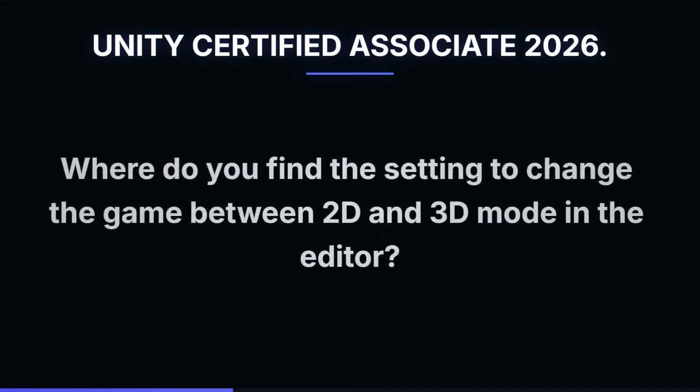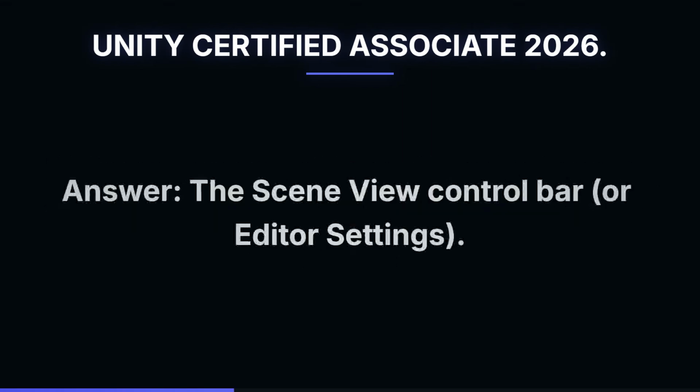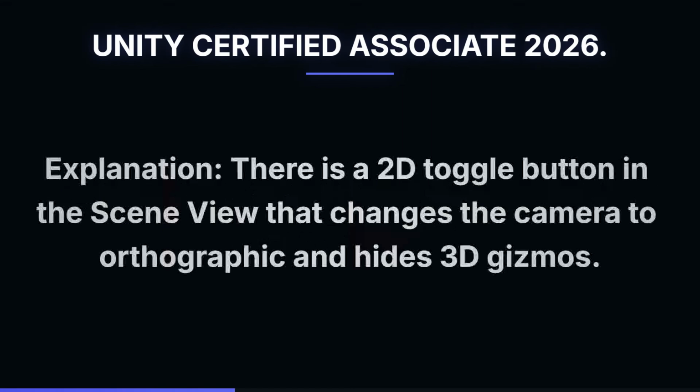14. Where do you find the setting to change the game between 2D and 3D mode in the editor? Answer: the Scene View control bar, or editor settings. Explanation: there is a 2D toggle button in the scene view that changes the camera to orthographic and hides 3D gizmos.